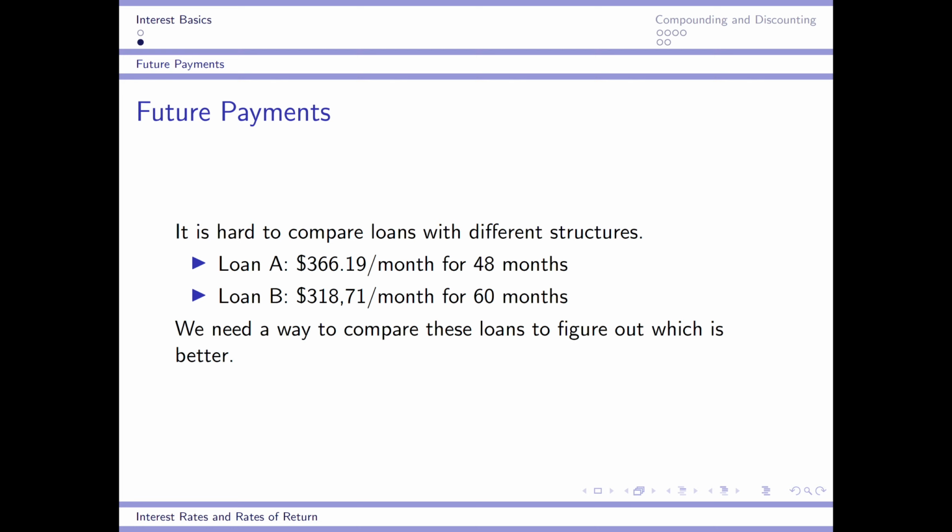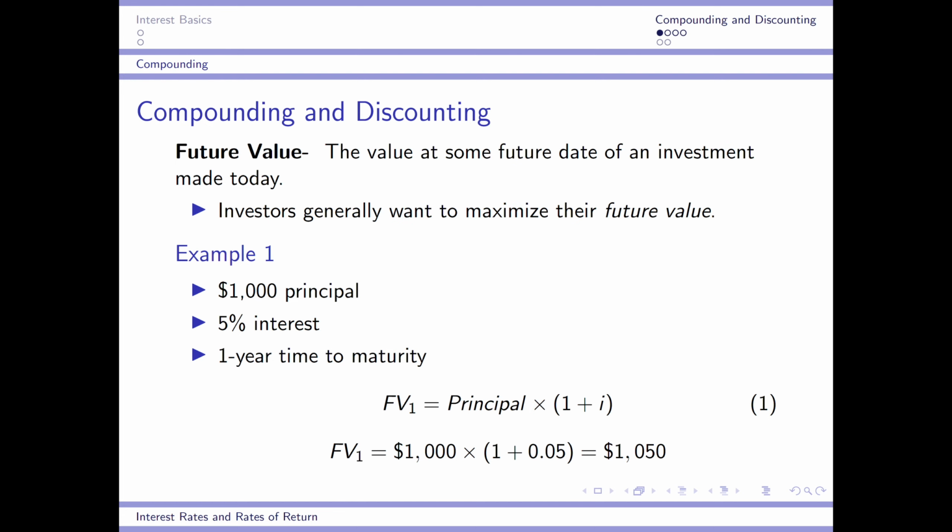It's hard to tell the difference with just looking at it like this because while loan A pays us more per month, it lasts less amount of time. Whereas with loan B, it pays less, but there's an extra year of payments. And so as a bank, you need a way to compare these loans to figure out which is the better investment. And we do that by calculating the future value of a loan. The future value is what we're trying to maximize as an investor. It is the value at some future date of an investment that is made today.